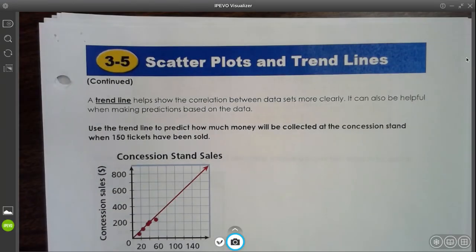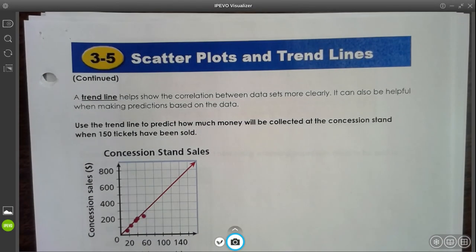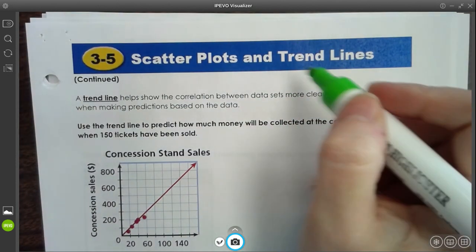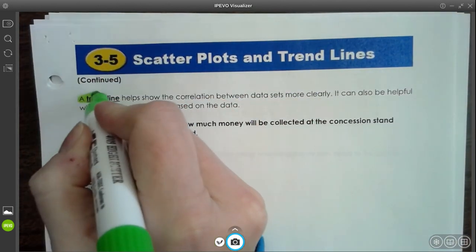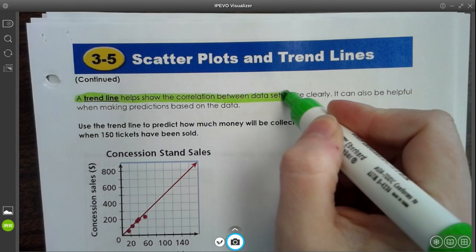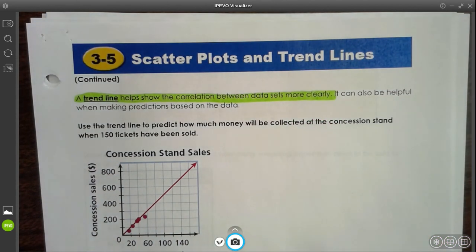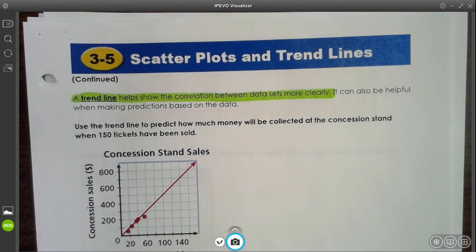We are going to now be on day 2 of 3-5, which is scatter plots and trend lines. Today we're going to talk more about trend lines. A trend line is placed on a scatter plot to help see the relationship or the correlation between data more clearly. It can also be helpful when we're making predictions based on the data.